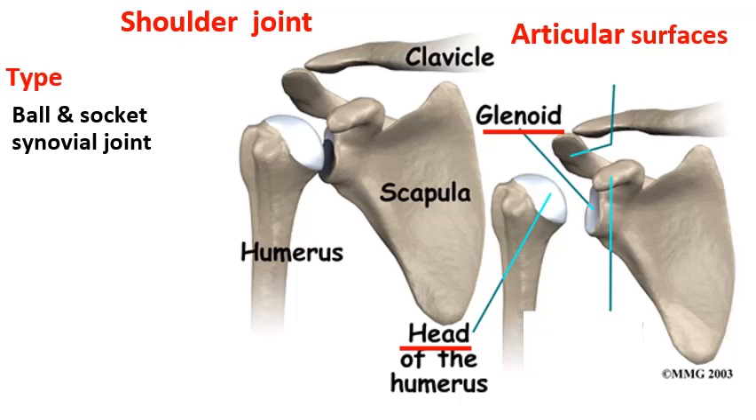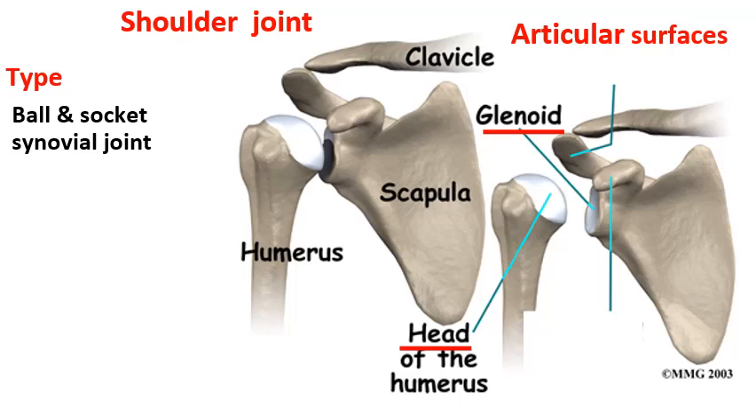The shoulder joint, as you see, is formed of the head of the humerus and the glenoid cavity. The head of the humerus is rounded in shape, and the glenoid cavity of the scapula is like a socket. Therefore, this shoulder joint is a ball and socket joint. It is also one of the synovial joints. It has all the characteristics of the synovial joint.